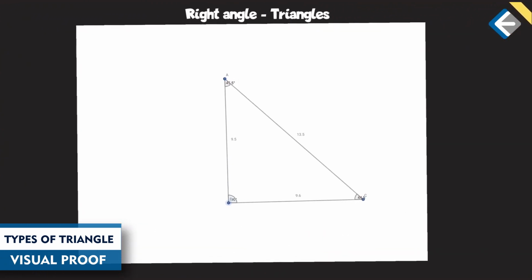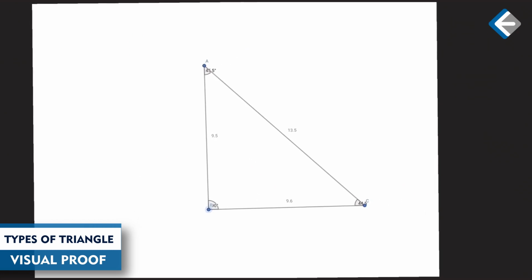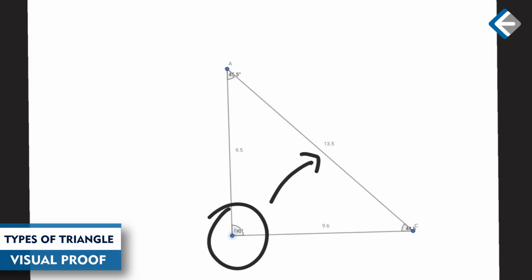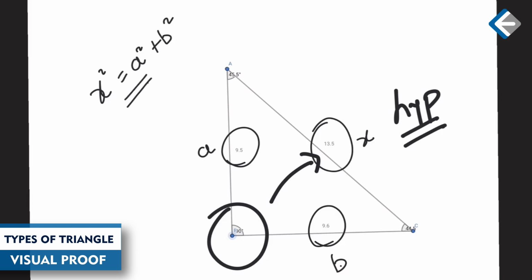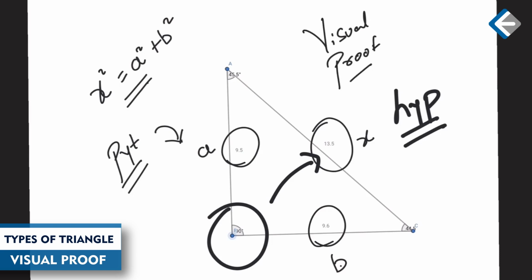And the last of the triangles we see here is the right angle triangle. One of the angles here is 90 degrees and the side opposite to 90 degrees, we know, is the hypotenuse, that is the longest side. It's given here as 13.5. The side opposite to 45.5, the next highest, is 9.6, correct? It will be the second highest, and the least, opposite 44.5, is 9.5. We also know we can apply the Pythagoras theorem to this: x square is equal to a square plus b square. Check it here. 13.5 square will be equal to 9.5 square plus 9.6 square.